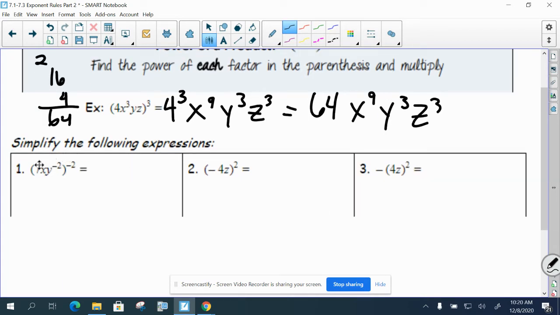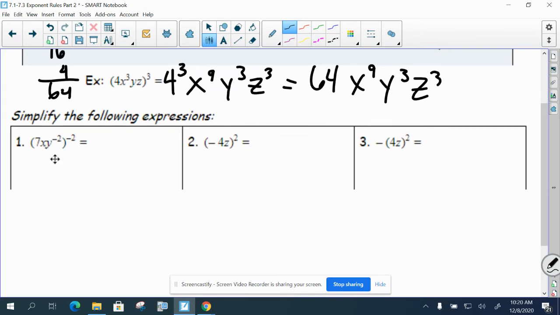All right, this question, number 1. There are a couple different options that we could do here. Actually, the first thing that would probably make the most sense is to distribute the negative 2 exponent in here. So it'd be 7 to the negative 2nd times x to the negative 2nd, and then times y to the positive 4th, because you have negative 2 times negative 2.